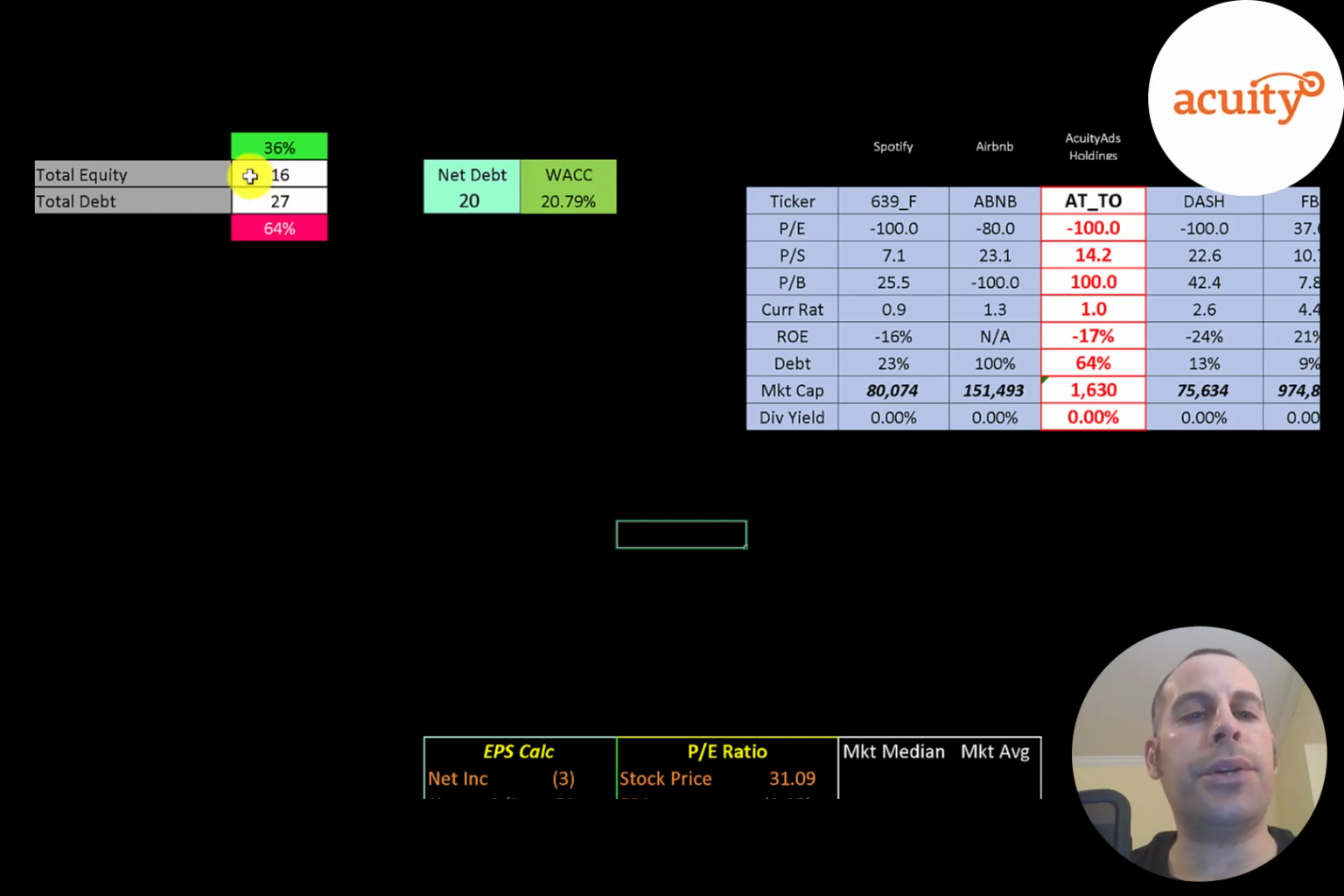Let's look at the capital structure. 16 million of equity, 27 million of debt. So they're 36% equity, 64% debt. Their net debt is 20 million and their WACC is 21%, and that's the discount rate we're going to apply to the future cash flows.